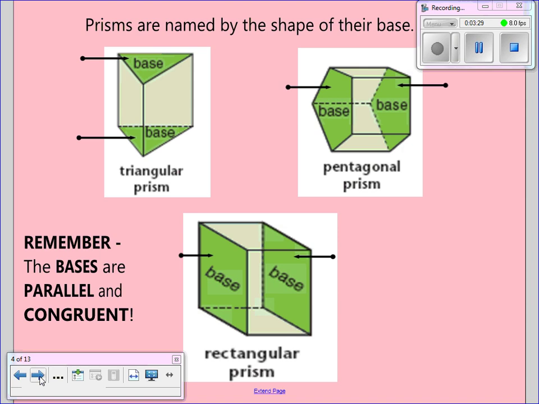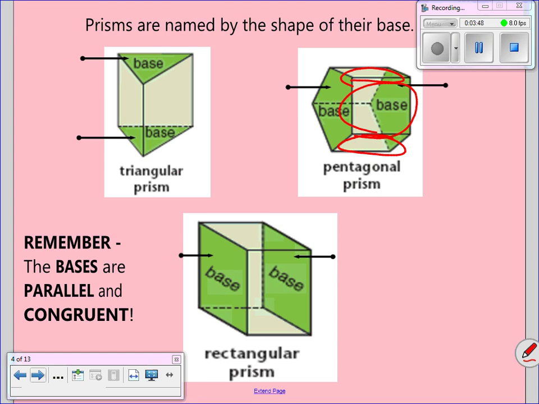Prisms are named by the shape of their base. Let's take a look. We have a triangular prism. Why? Because there's triangles and rectangles involved. Pentagonal prism. Why? Because there's pentagons on each side. Keep in mind, with these prisms, they're all connected with these rectangles.